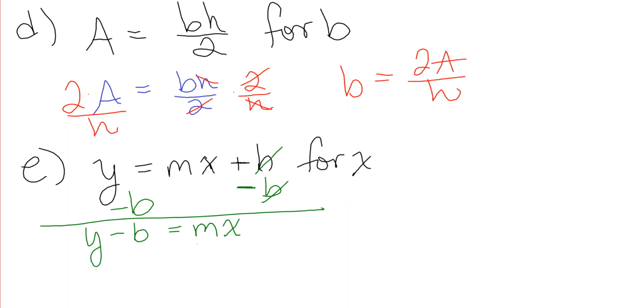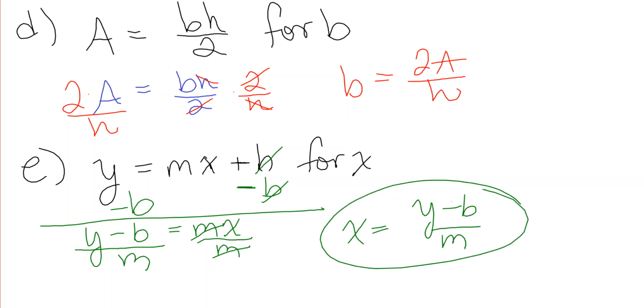And then since m is times x and I want to get x by itself, I've got to do the opposite. So I'm going to divide by m on both sides. Since these are common factors, m divided by m will be 1. So I get that x is going to be y minus b over m. Hope you like that one. That one's a little bit more relatable.